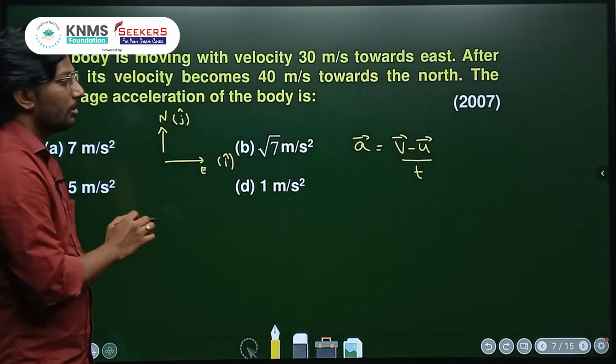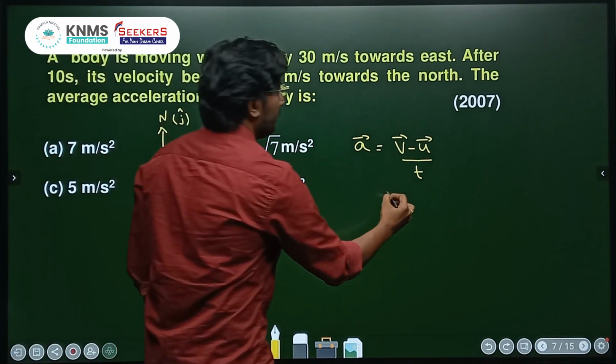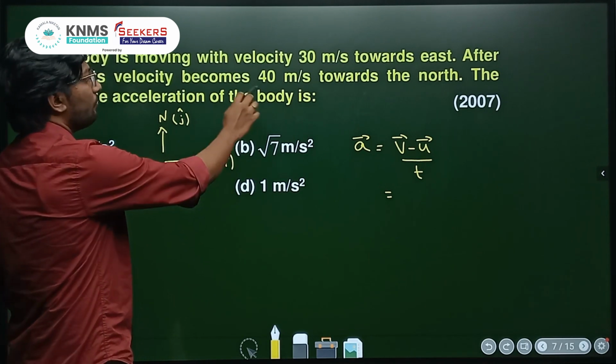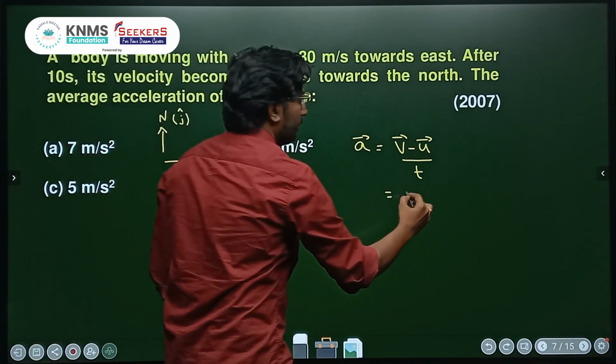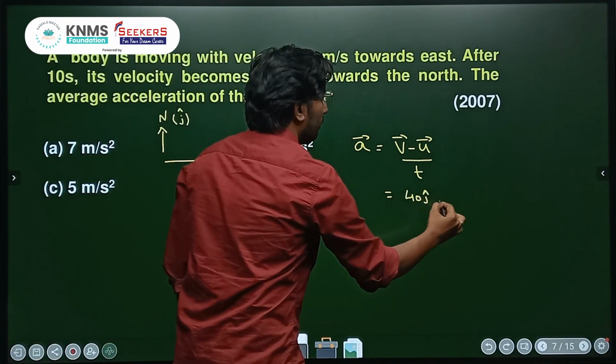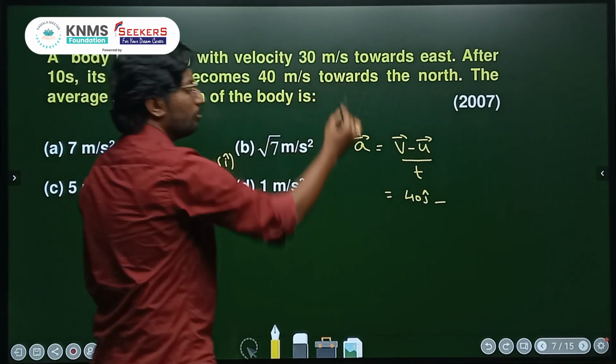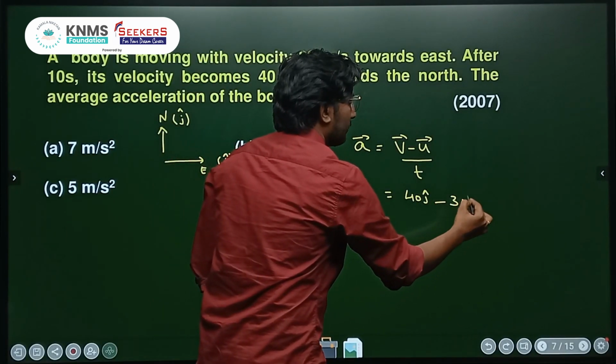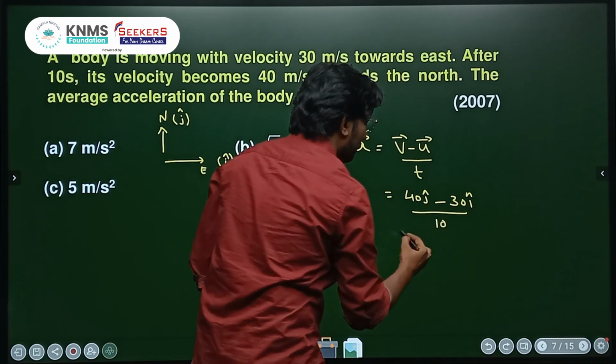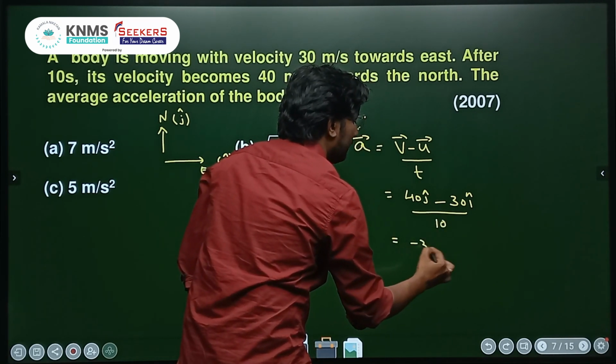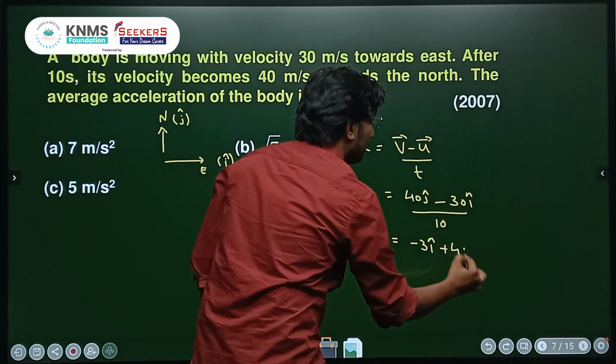Always stick to this. So based on this, if you apply it in here, they said final velocity is 40 meter per second towards north. That means this is 40 j cap minus initial velocity, which is 30 towards east, so minus 30 i cap, divided by 10 seconds. You shall get the value as minus 3 i cap plus 4 j cap.